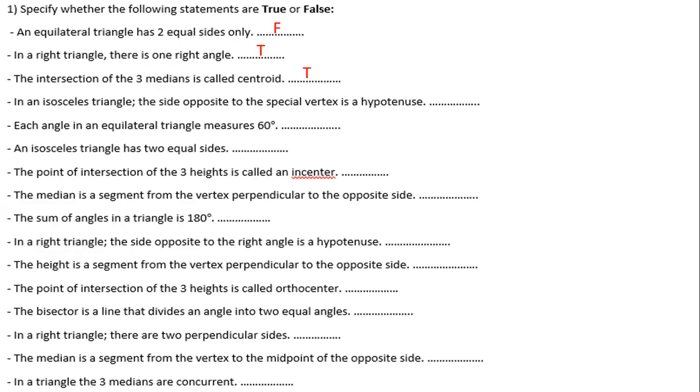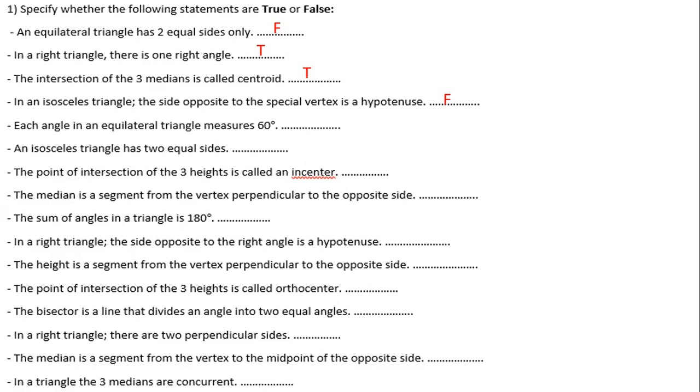Number 4, yes, Hassan. In an isosceles triangle, the side opposite to the special vertex is a hypotenuse. True or false? False. It's called the base, not the hypotenuse. Thank you.